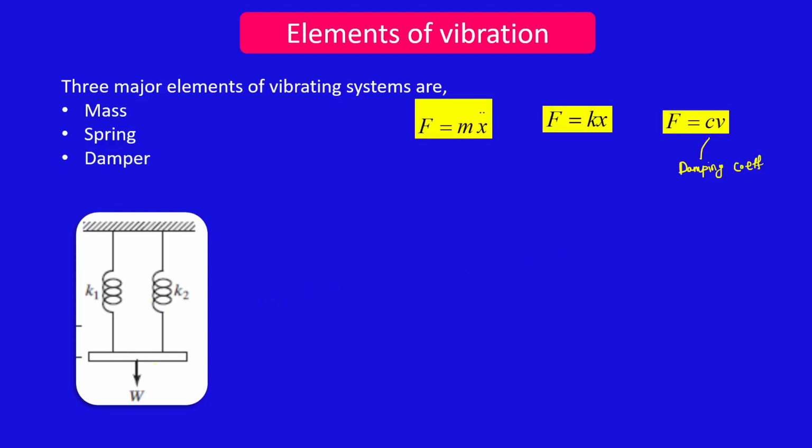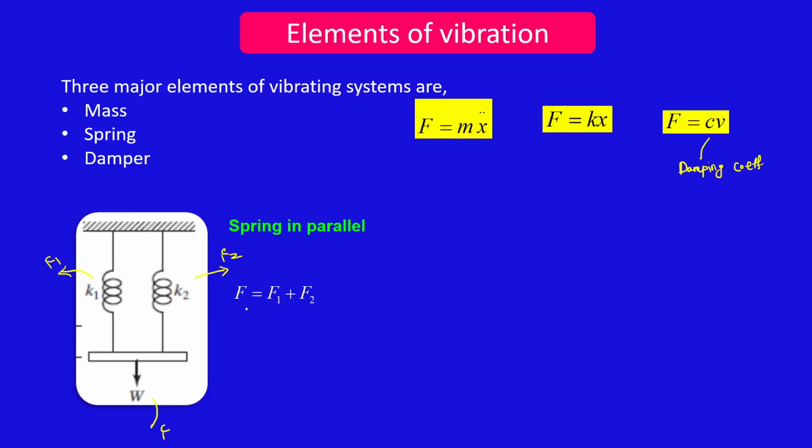Let us take a simple example. Two springs connected in parallel. In this case, what is the equivalent value of spring? K equivalent we need to find. So we can easily find that total force equals F1 plus F2. Here F1 represents the force acting on spring 1 and F2 on spring 2. So total force W. So F equals F1 plus F2.